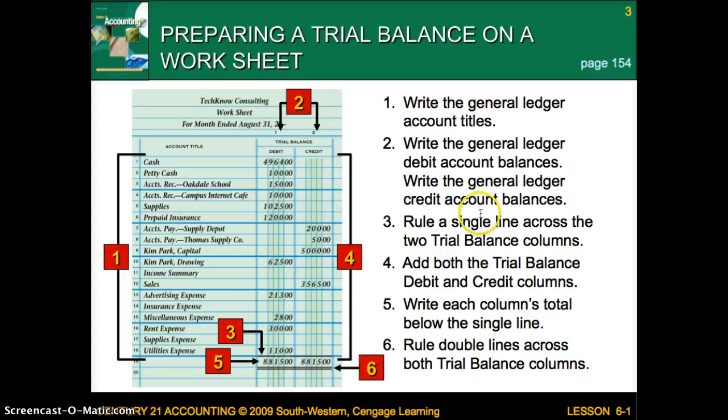But that single line across the bottom and then the double line at the very bottom, that might be a quiz question or a question like in your true false multiple choice portion of your test. So you still need to know that information.